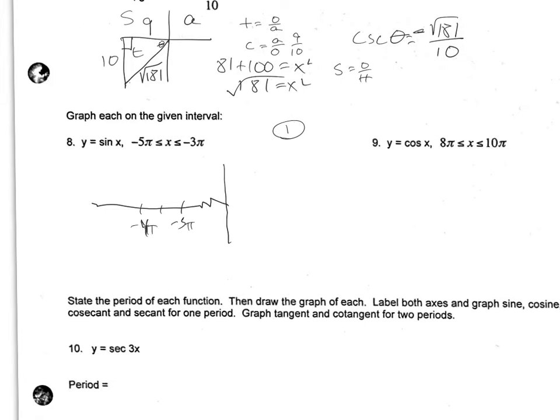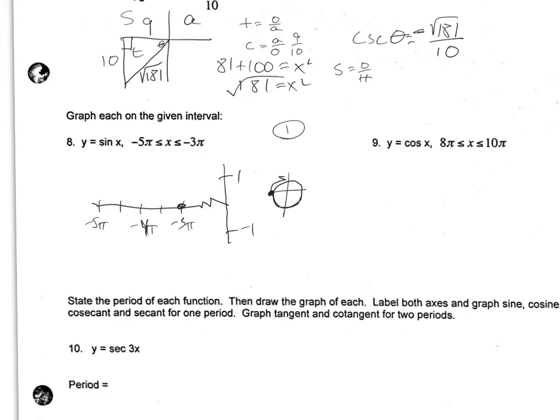And just like anything else we graph, well, parent functions, we count by 1/2 pi's. So there's -3, -3.5, -4, -4.5, and 5 pi. If you think about the unit circle, negative angles means we spin down. So here we are at 2 pi, here's 3 pi, here's negative 3 pi. That's 0.